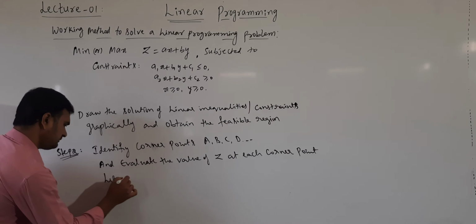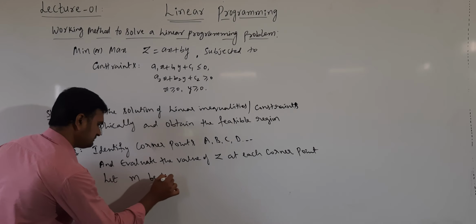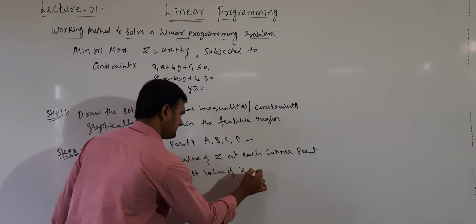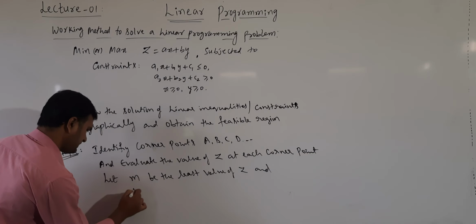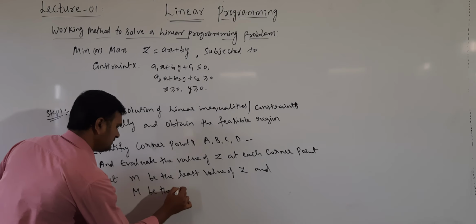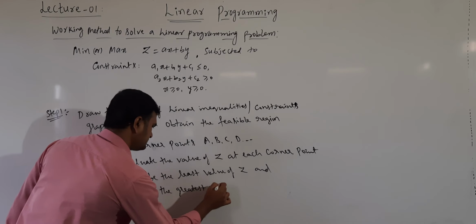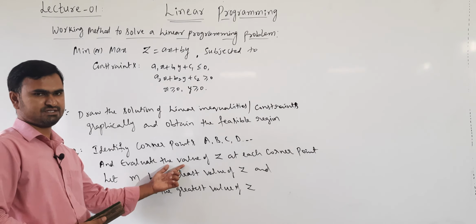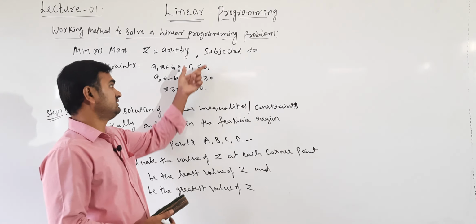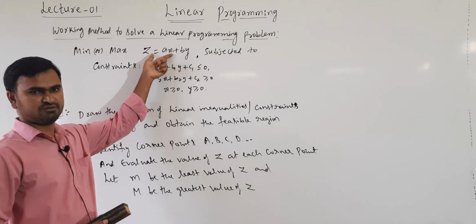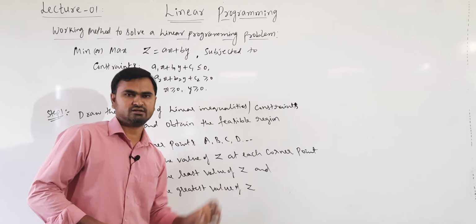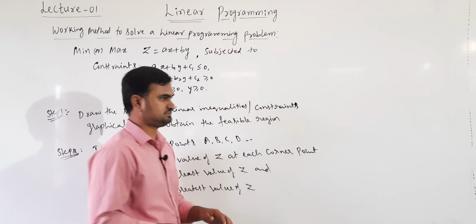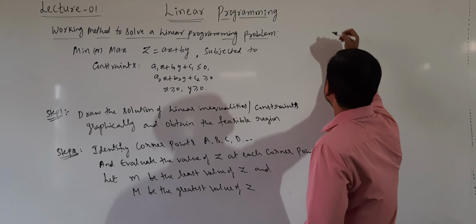Let m be the least value of z and capital M be the greatest value of z. Okay, identifying the corner points and substituting that corner points in the objective function z, we are getting some values. Out of all that values, suppose m is the least value and capital M is the greatest value. Next, third step.